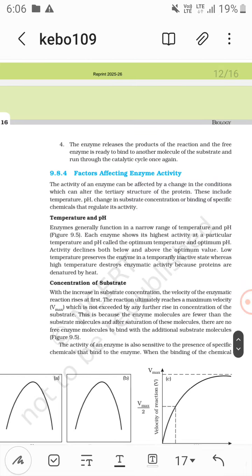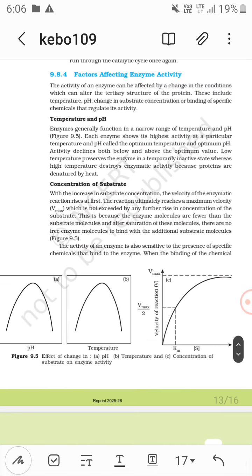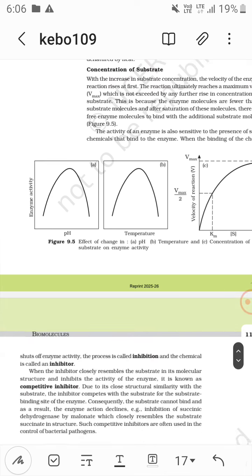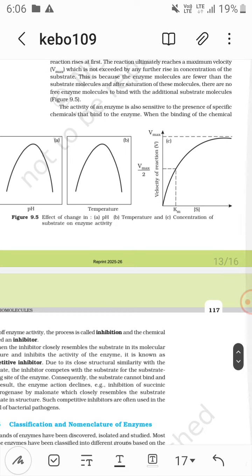Now, factors affecting enzyme activity: optimum temperature and pH are required. Below the optimum temperature or pH, the enzyme is in a temporarily inactive state, whereas at high temperature enzymatic activity is destroyed because proteins are denatured by heat. This is why they show the highest activity at a particular temperature or pH. These are the optimum temperature and optimum pH, and activity declines both below and above the optimum value, right? See the diagram of pH versus enzymatic activity and temperature versus enzymatic activity.